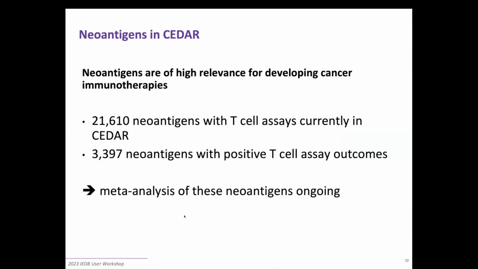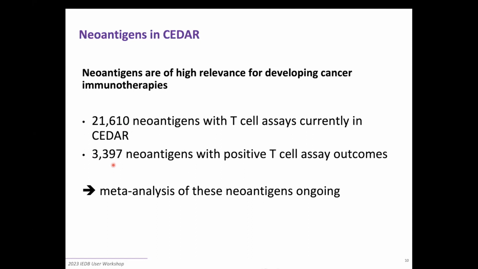Okay, speaking of neoantigens, we actually have a special interest in neoantigens right now. Also in the cancer community in general, neoantigens are very prominent because they are being used for developing cancer immunotherapies, such as therapeutic vaccines. In CEDAR right now, we have almost 22,000 neoantigens curated. Most of these have been tested with a T-cell assay, but were not recognized by the T-cell. But we also have around 3,400 neoantigens with positive outcomes.